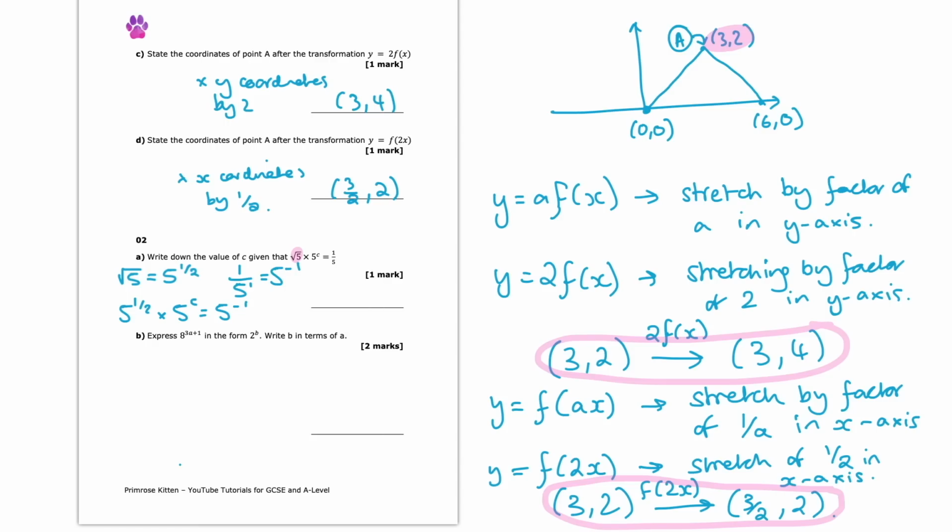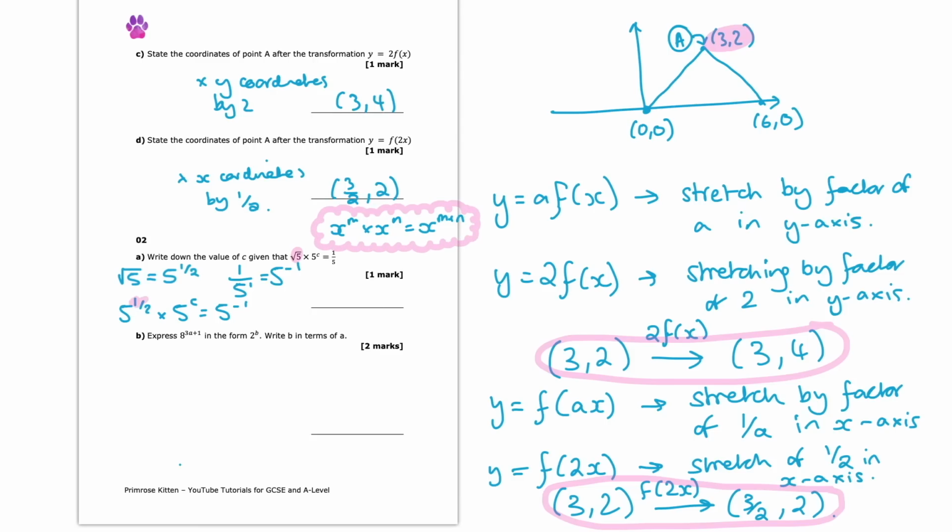So our index laws tell us that when we times two powers together, we end up getting the sum of those powers, all right? Again, that is another little fact that we really need to know. So if you don't know them, stick it on a flashcard.